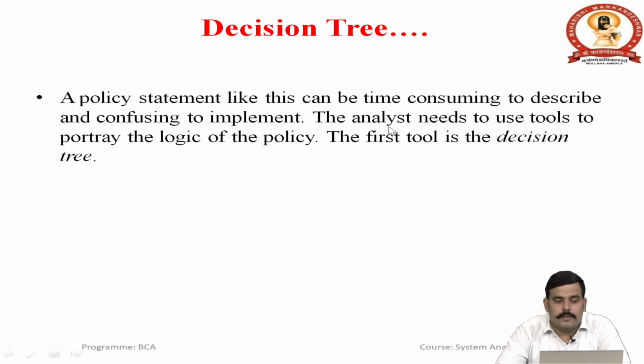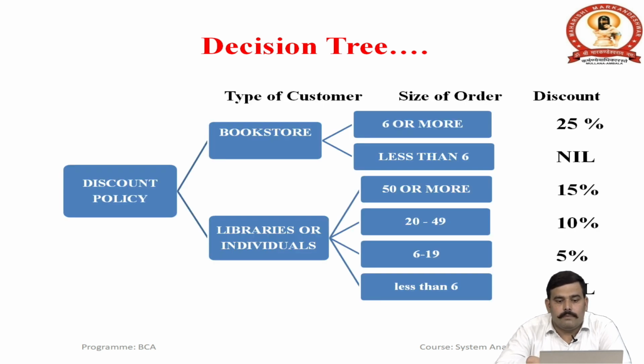The first tool is the decision tree. When we are converting that statement to solve the logic of that type of discount, like you can see on the screen here. The first one, we start from the discount policy, and we are going to create that policy for the bookstore and the libraries or the individual.